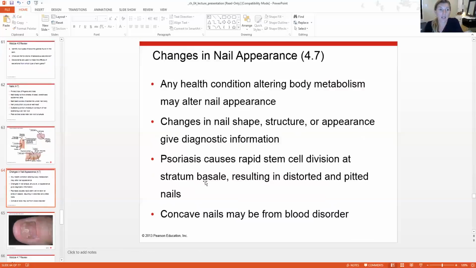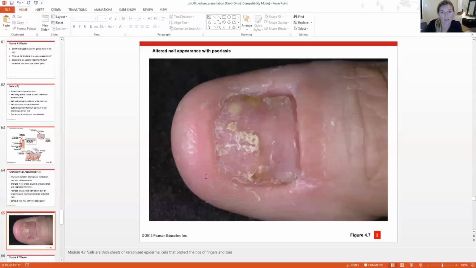Let's talk about why nails are important. Your nails can be used to indicate any underlying changes going on in your body. Changes in nail shape, structure or appearance can help give diagnostic information. Clinicians will sometimes ask to see your hands if you're suffering from digestive issues or other issues. Psoriasis can cause rapid stem cell division, resulting in pitted or distorted nails, and concave nails can actually be a result of a blood disorder. So nails are very important in diagnostics. Something like that is a result of psoriasis.